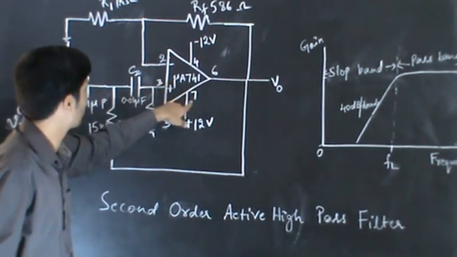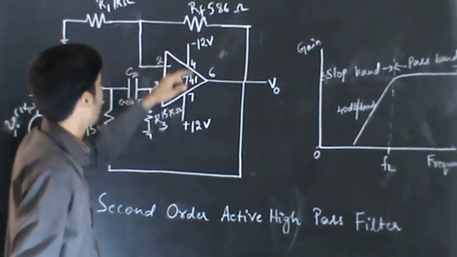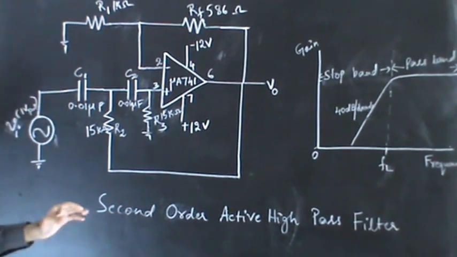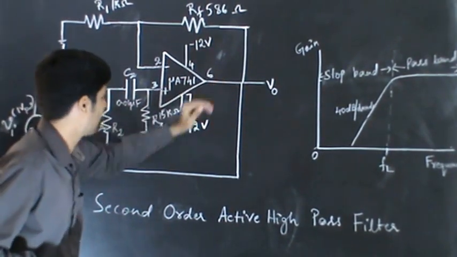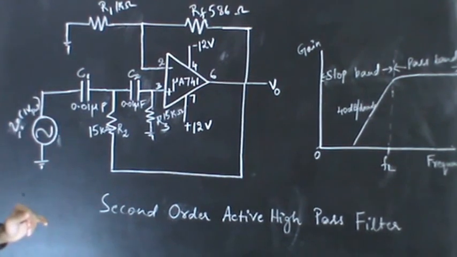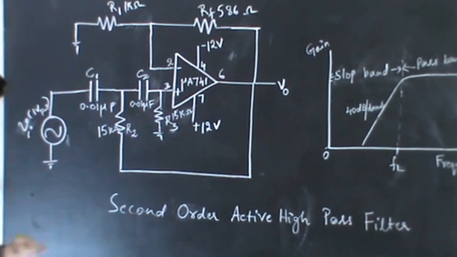The input signal is 1 volt peak to peak from the signal generator. For the op-amp IC, we should give plus 12 volt and minus 12 volt supply. The output should be noted at pin number 6 of the IC.